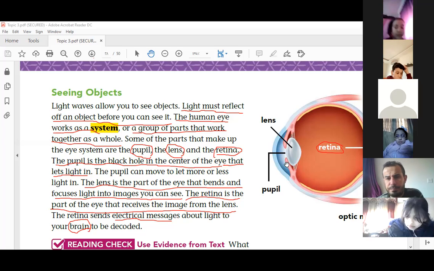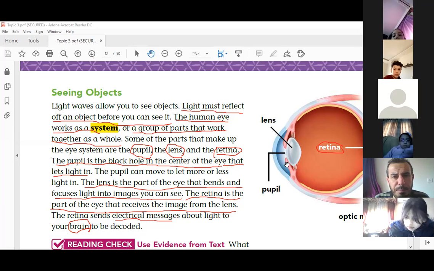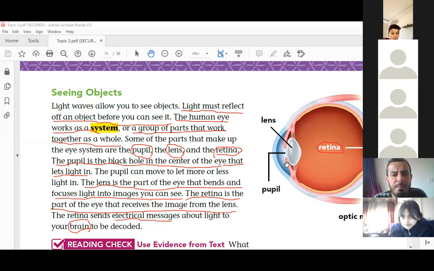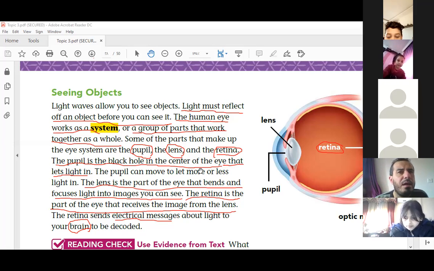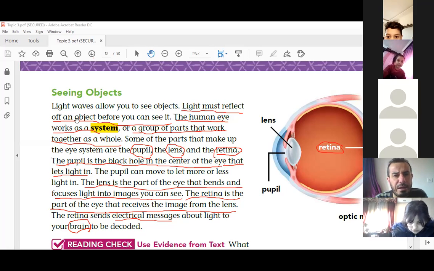Teacher, what does system mean? What is system in English? A group of things, different parts or different things that work together. In Arabic it means نظام. So your eye is a system because it is made up of different parts like the lens, retina, pupil, optic nerve. These parts work together. Abdullah Adel, is it clear?